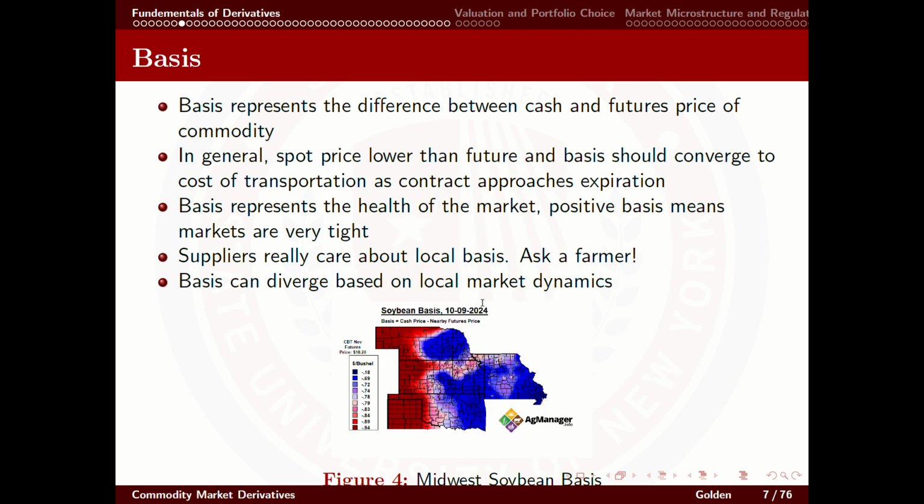Second, we're going to talk about basis. So basis for a commodity represents the difference between the cash and futures price of the commodity. In general, the spot price is lower than the futures, and the basis should converge to the cost of transportation as the contract approaches expiration date.